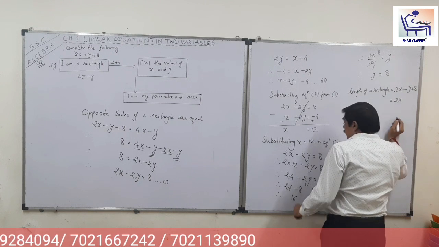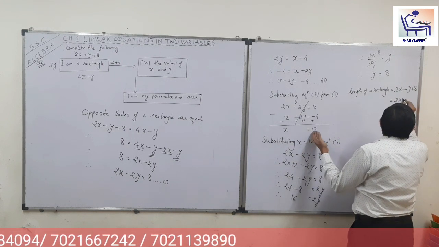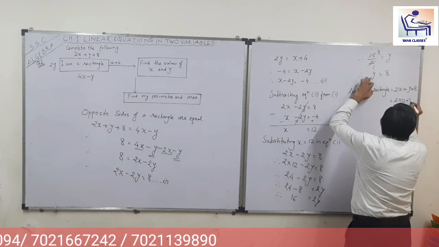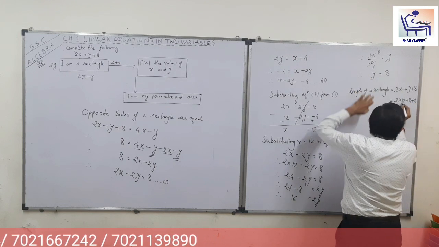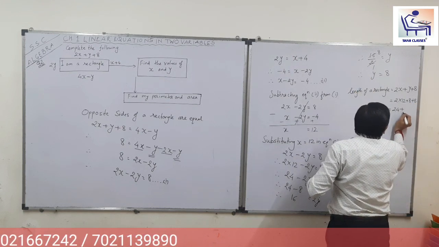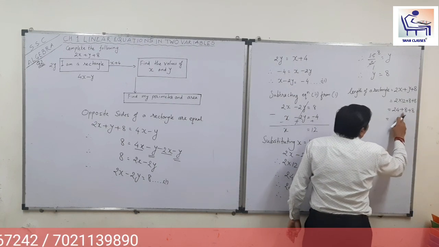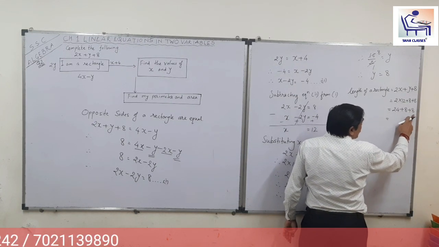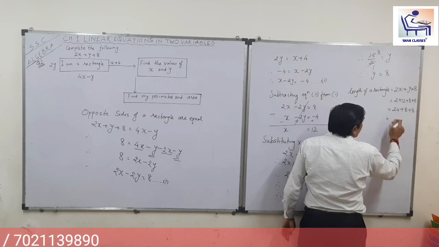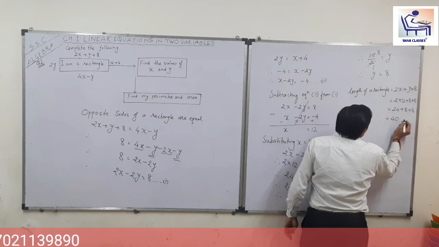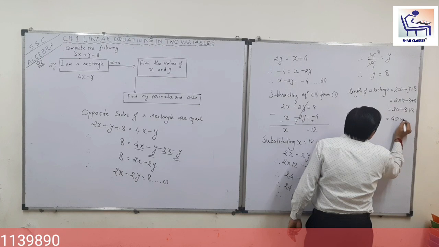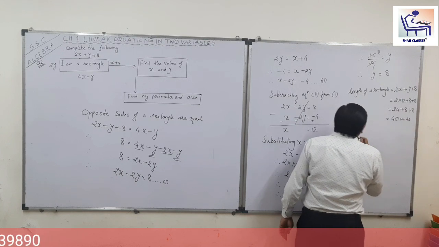So, what is the value of x? x is 12 plus 8 plus 8. So 12 twos are 24 plus 8 plus 8. You can say 24 plus 16. So 8 plus 8 is 16, 16 plus 4 is 20, 20 plus 20 is 40. So here we got the length as 40 units.